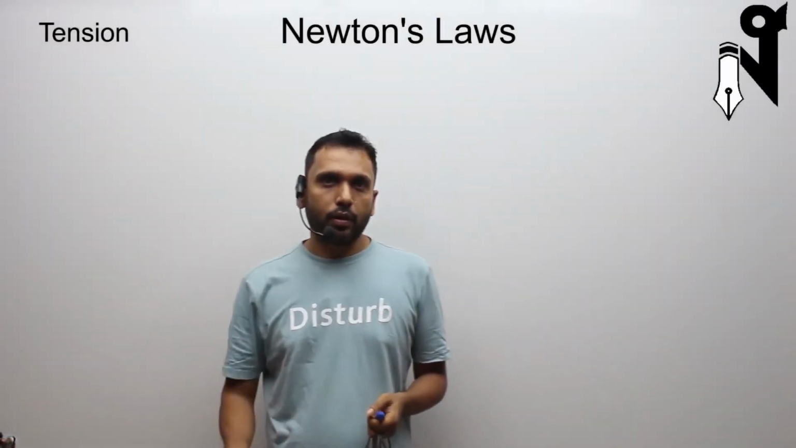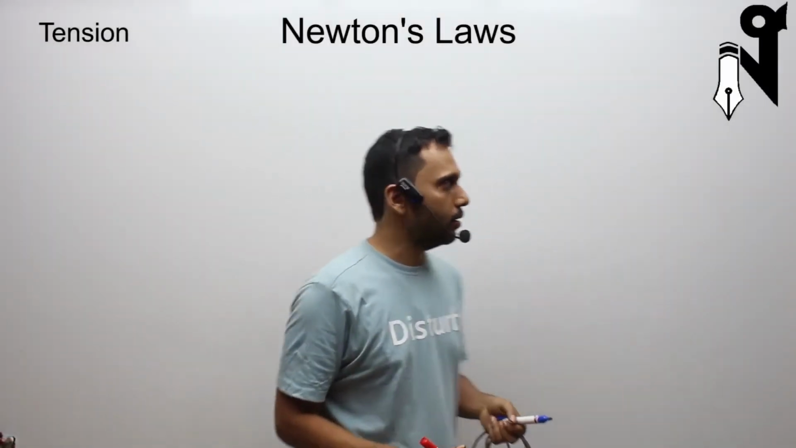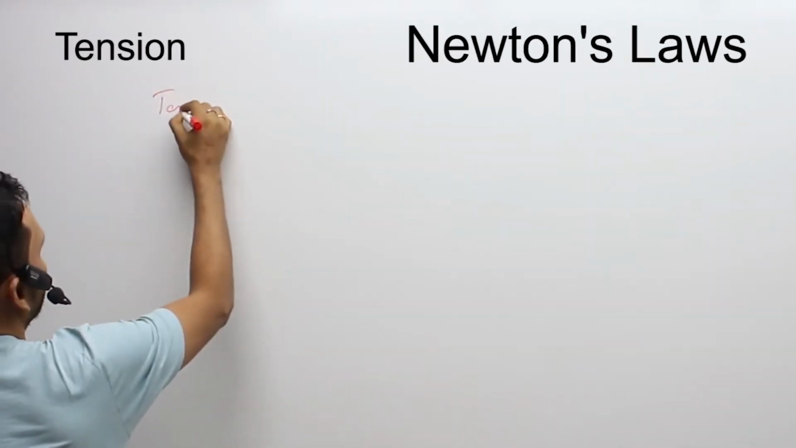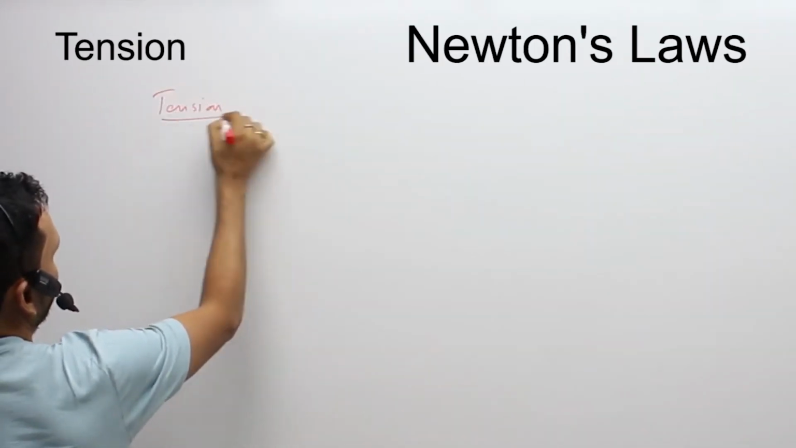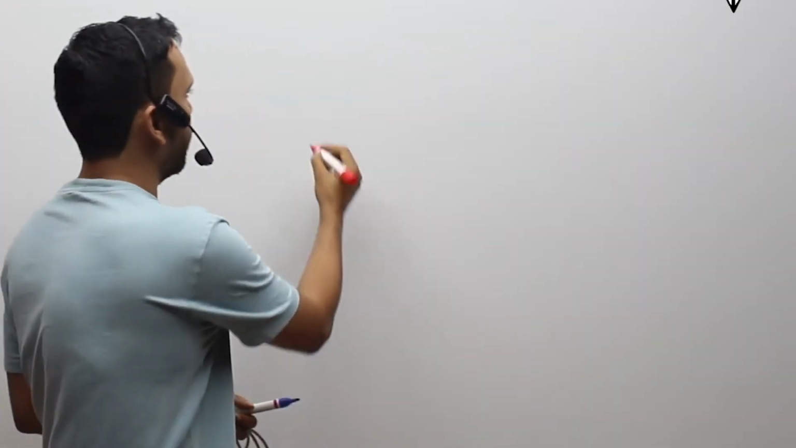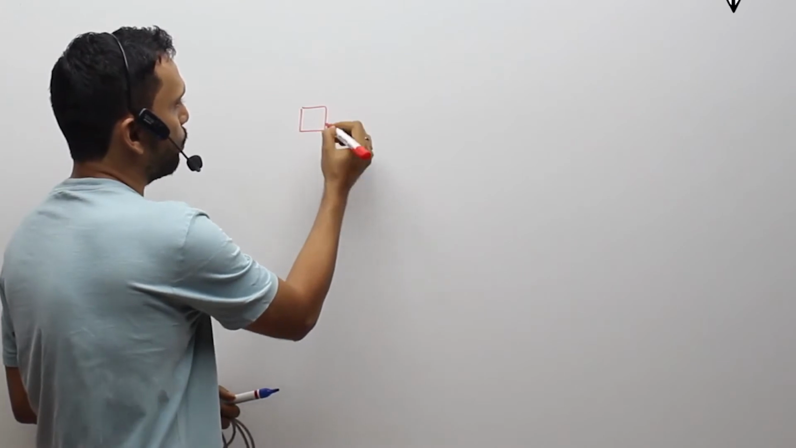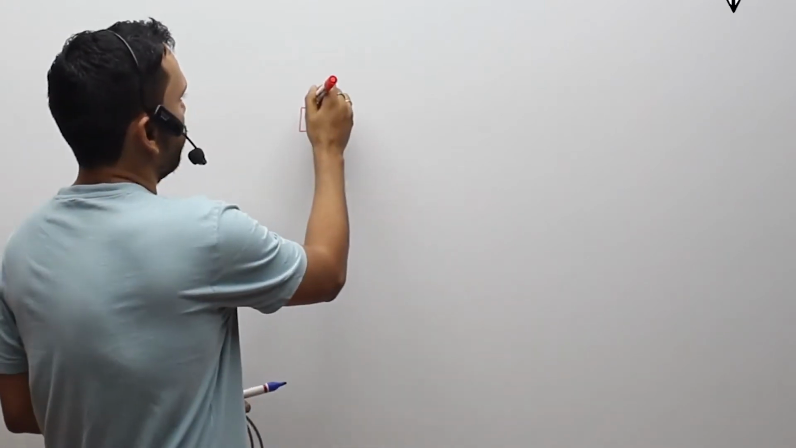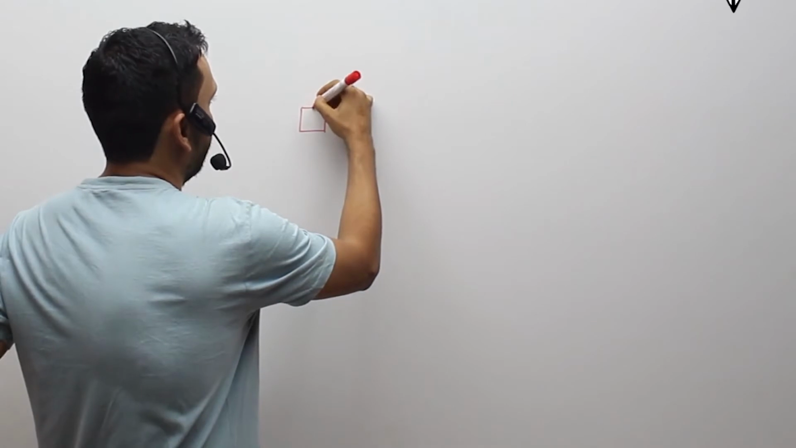So let me talk a bit on a few contact forces, majorly normal reaction and tension force. So, tension force first. Now what is tension force? When a certain body is being pulled by a string, it will be able to pull something, not push anything. So we will be generally talking about the tension force in the string.